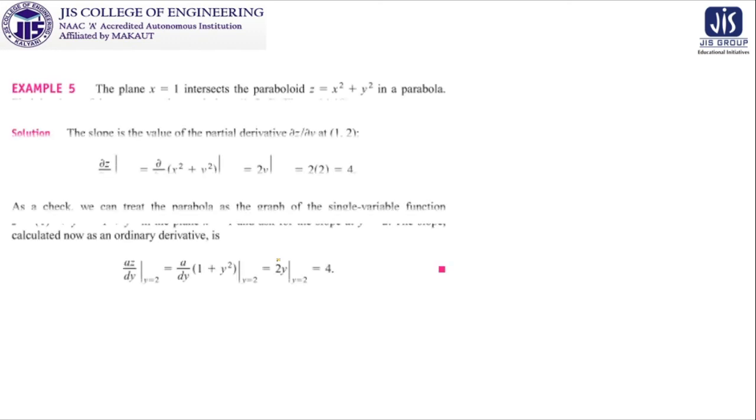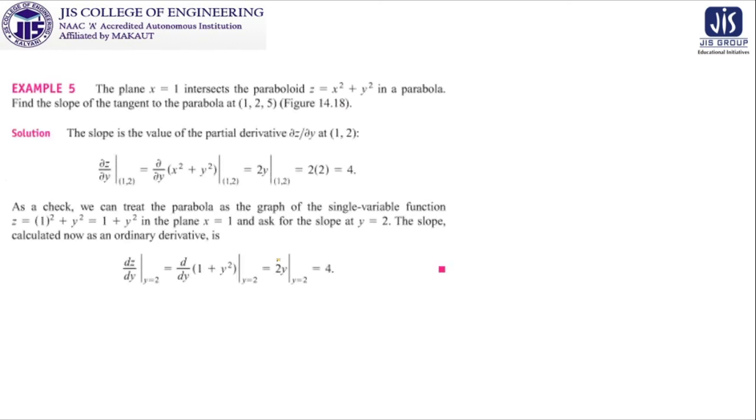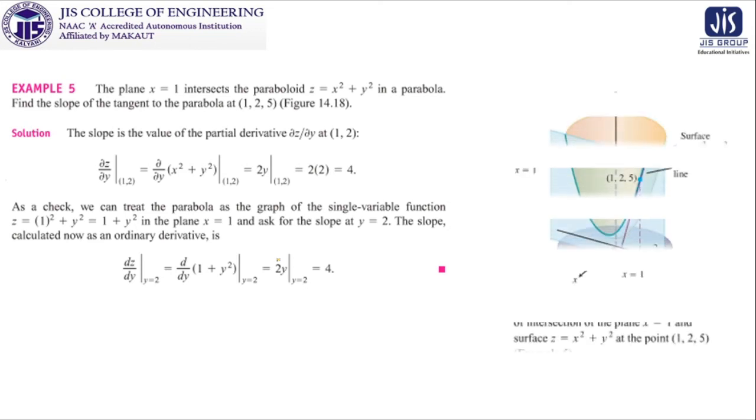So now we are having the next example. This example 5 asks us that the plane x equal to 1 intersects the paraboloid z is equal to x square plus y square in a parabola. We have to find out the slope of the tangent to the parabola at 1, 2, 5.